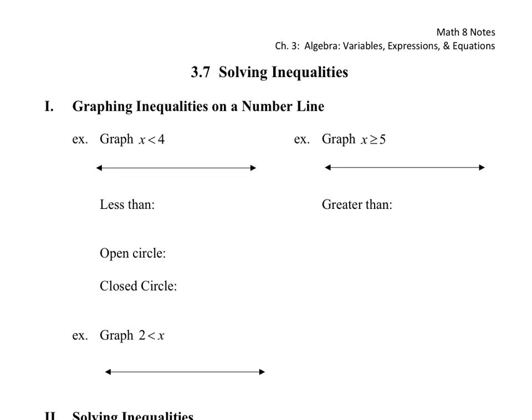All right, so 3.7, solving inequalities. Inequality means that it's not equal. So that is using your greater than, less than, greater than or equal to, or less than or equal to signs. Okay, not the equal sign. So graphing those, it's not like a big graph that we've done with the 4 quadrants. It's graphing on a number line.